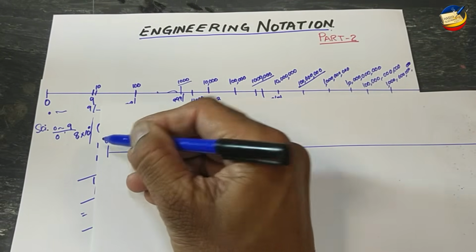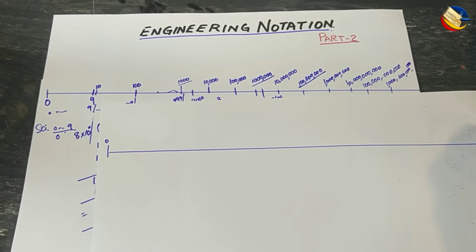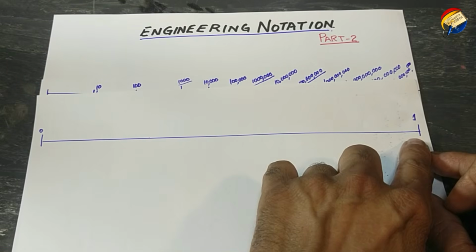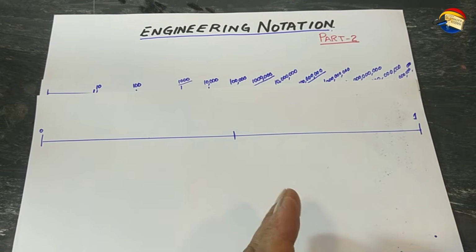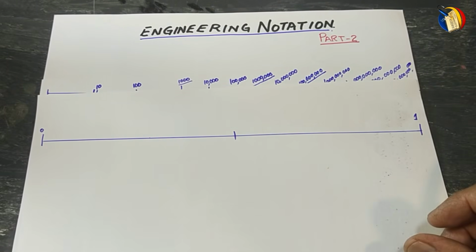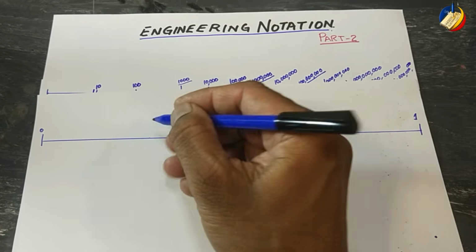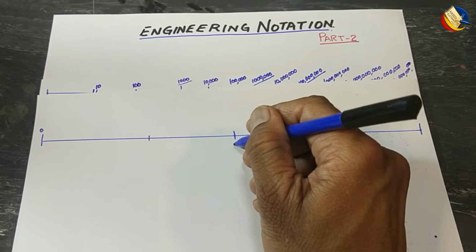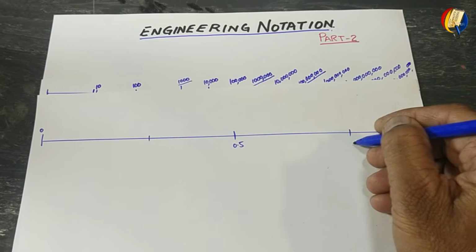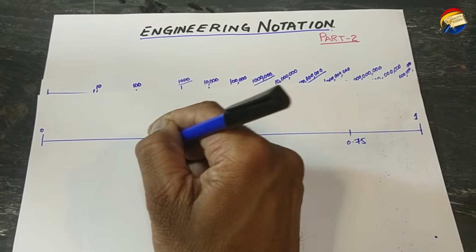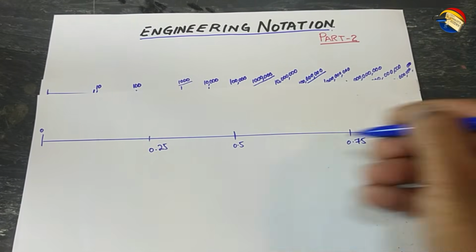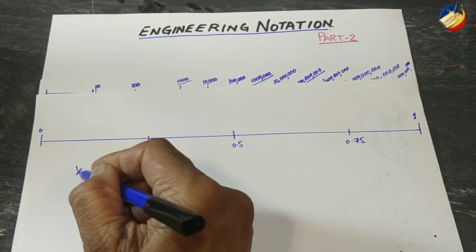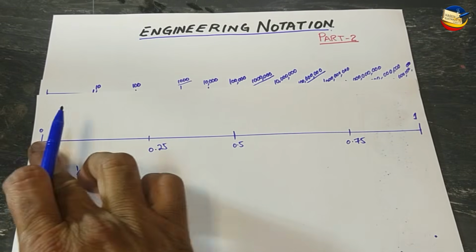Here we have 0. Here we have 1. If we divide 0 to 1, let's suppose here, 0.5, 1 over 2. If we divide it by 4, here 0.25, 0.5, 0.75. If you divide by 10, that will be 1 over 10. This is 1 over 4.